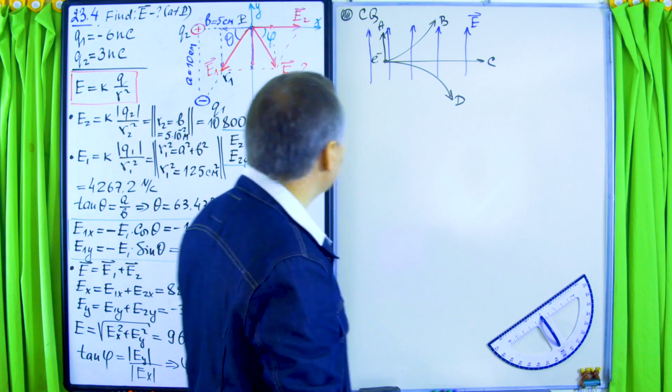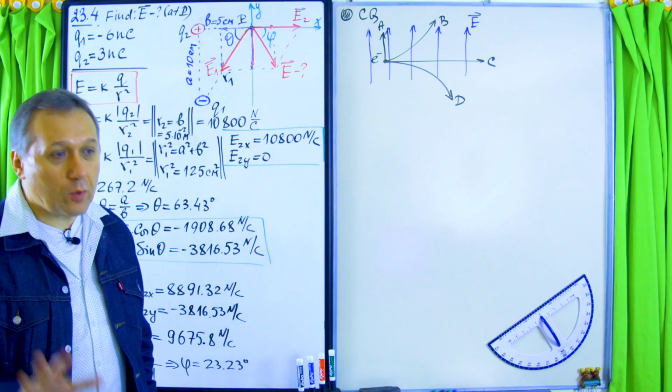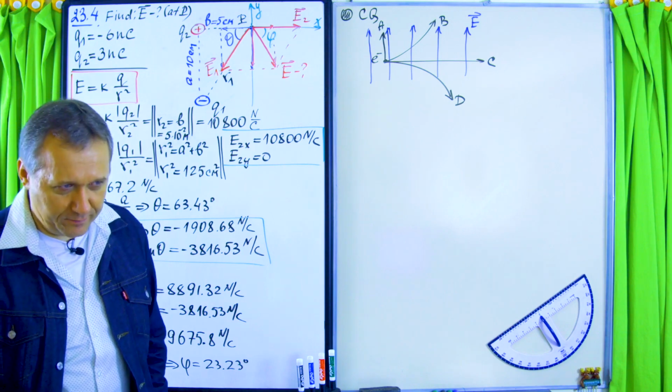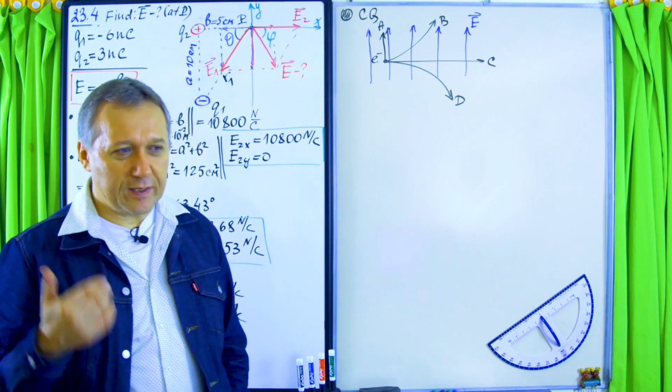Which trajectory is the electron going to follow? A, B, C, or D? Okay, assume that there is no gravity. And you remember gravitational force is reasonably weak, so we can reasonably neglect it.